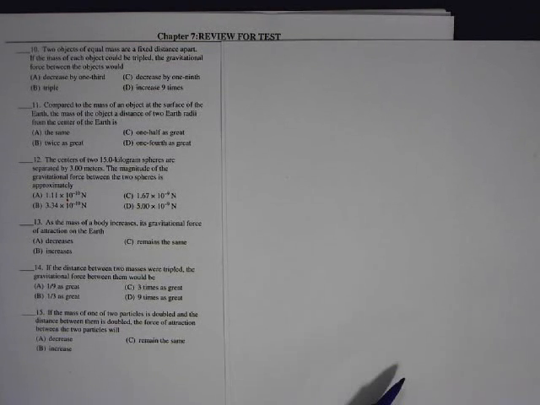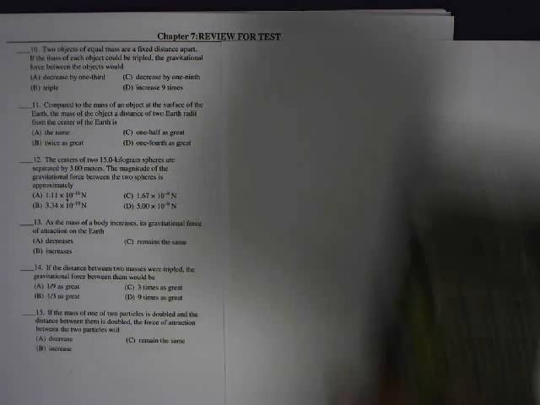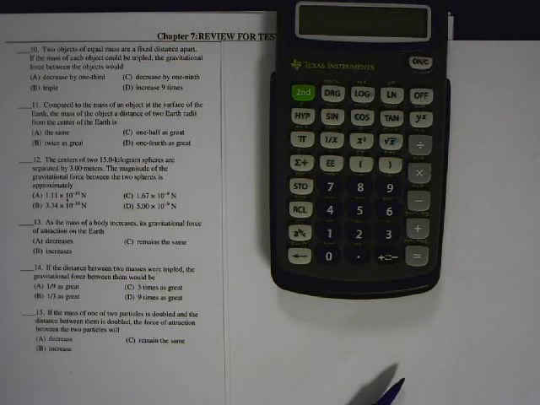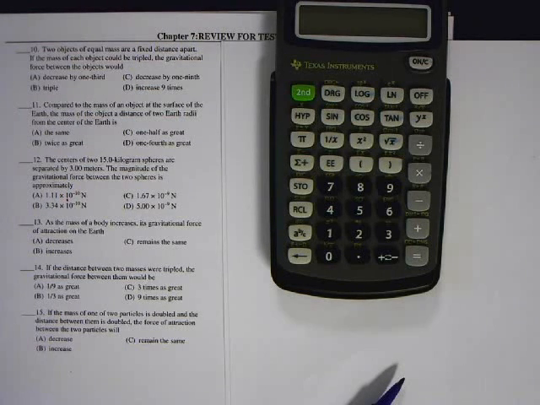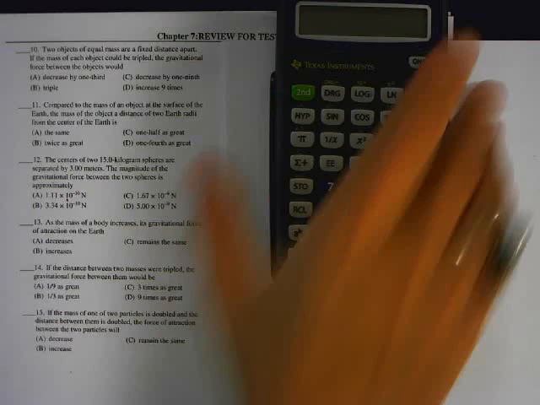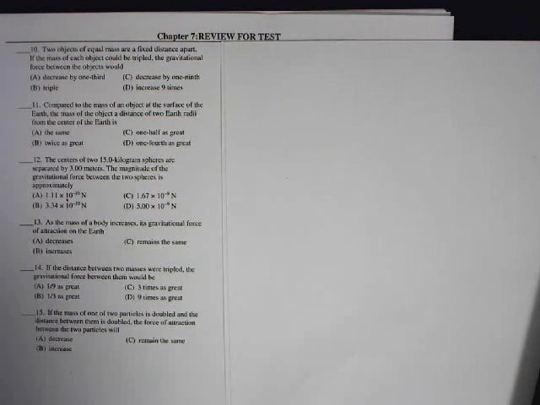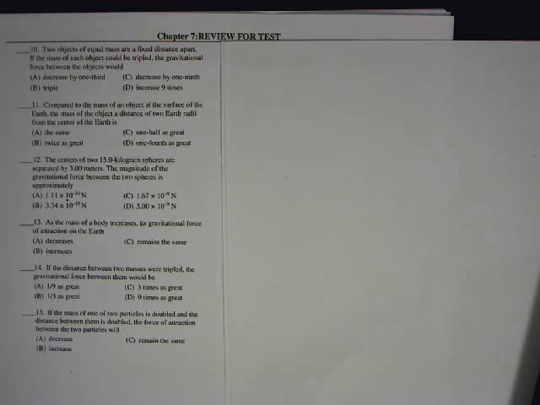Now again, this is where you really need to practice, because when we're using the universal Newtonian gravitational constant, it's an exponent. It's a negative exponent, and you need to make sure that you know how to put that correctly into your calculator. All right, number 10: two objects of equal mass are a fixed distance apart. If the mass of each object could be tripled, the gravitational force between the objects.